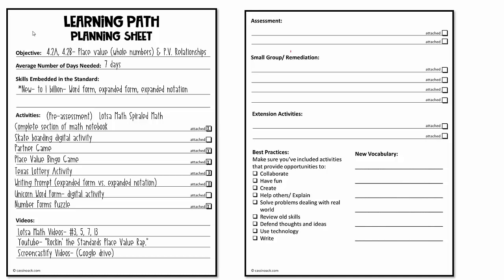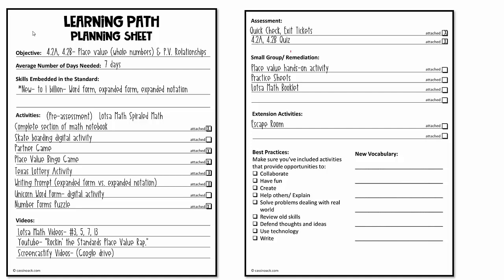On the next page, I have thought about which assessments I'm going to use. So I have some quick checks, some exit tickets, and then an actual quiz. And I've planned my small group remediation so that I have these activities ready to go and ready to meet with students. I've also planned an extension activity for my fast finishers.